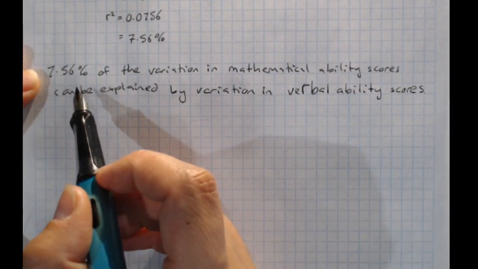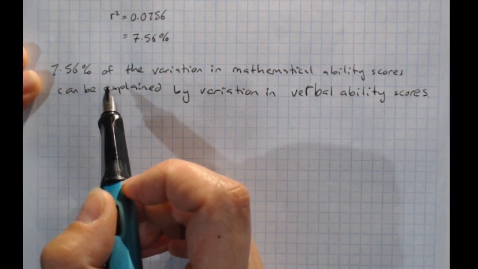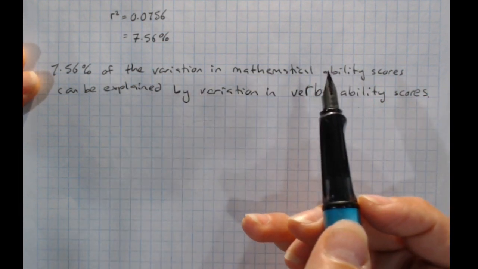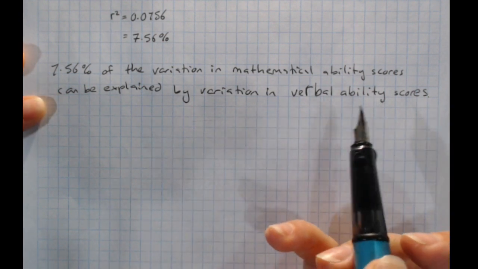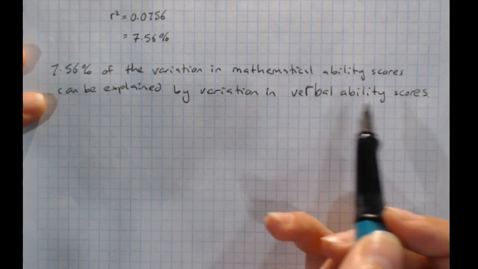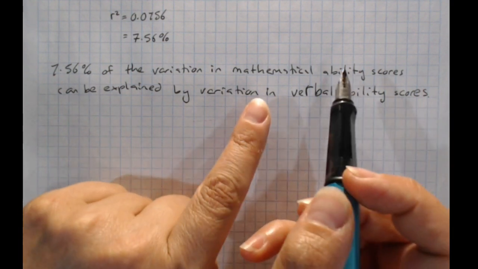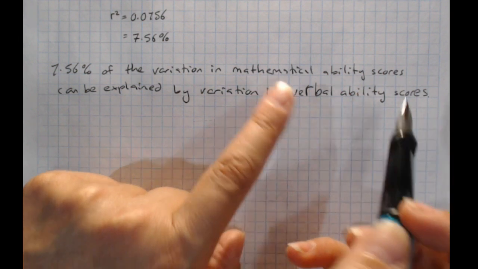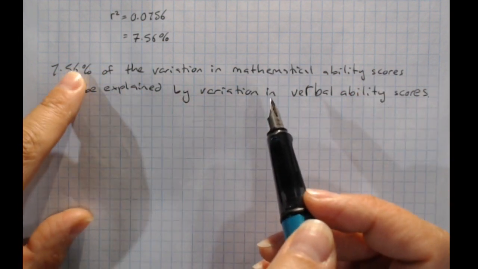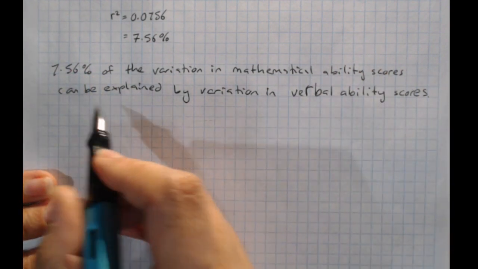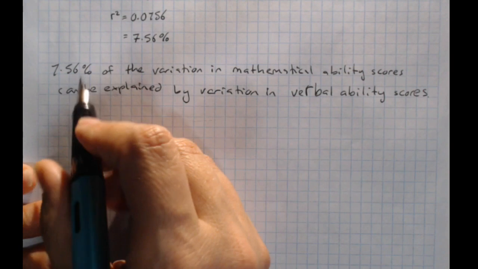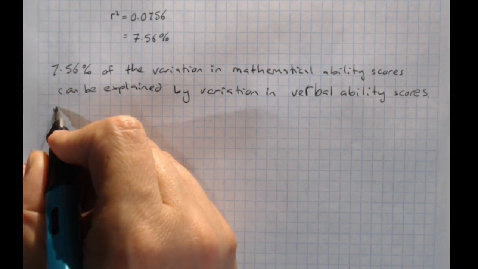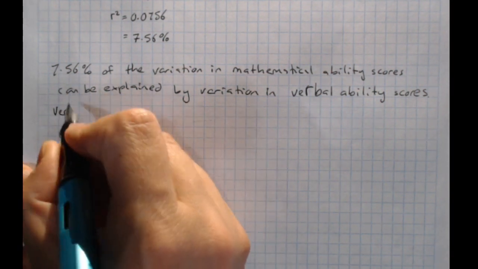So more than 90% of the change in the various different scores in mathematical ability is explained by other stuff than the verbal ability scores. That's not a good link. Just because you've got good verbal ability scores doesn't mean you're going to have good mathematical ability scores. Just because you did badly here doesn't mean you won't do well here. There's not a lot of explanation between the two. And so we'd say that our explanatory variable, verbal ability scores, are not a good indicator.